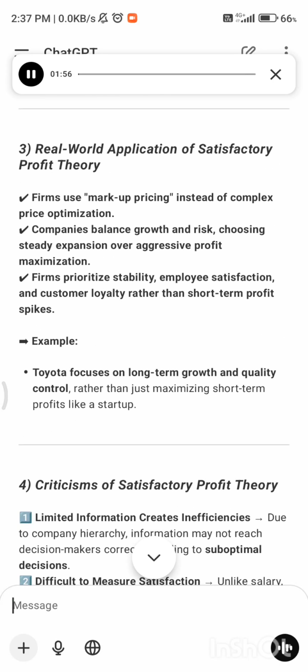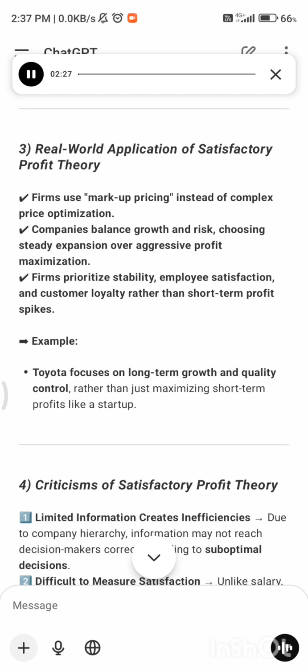Real-world application of satisfactory profit theory. Firms use markup pricing instead of complex price optimization. Companies balance growth and risk, choosing steady expansion over aggressive profit maximization. Firms prioritize stability, employee satisfaction, and customer loyalty rather than short-term profit spikes. Example: Toyota focuses on long-term growth and quality control rather than just maximizing short-term profits like a startup.